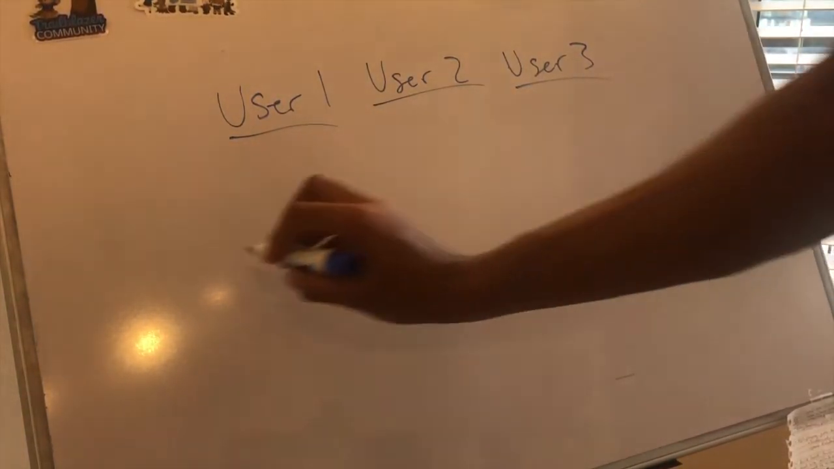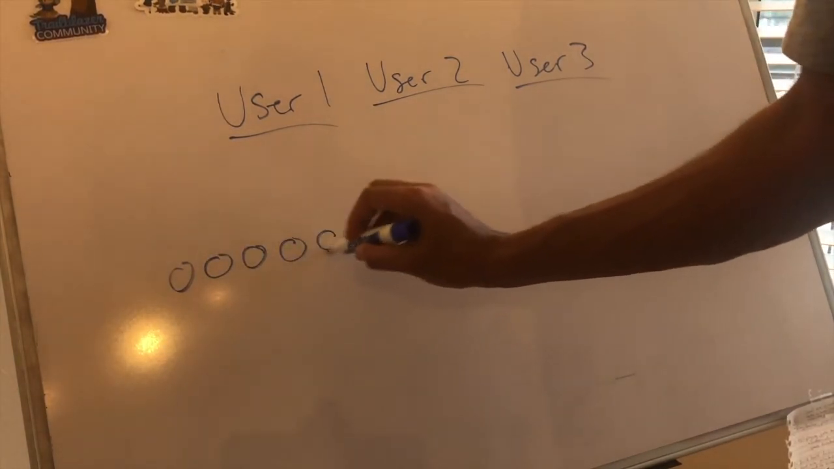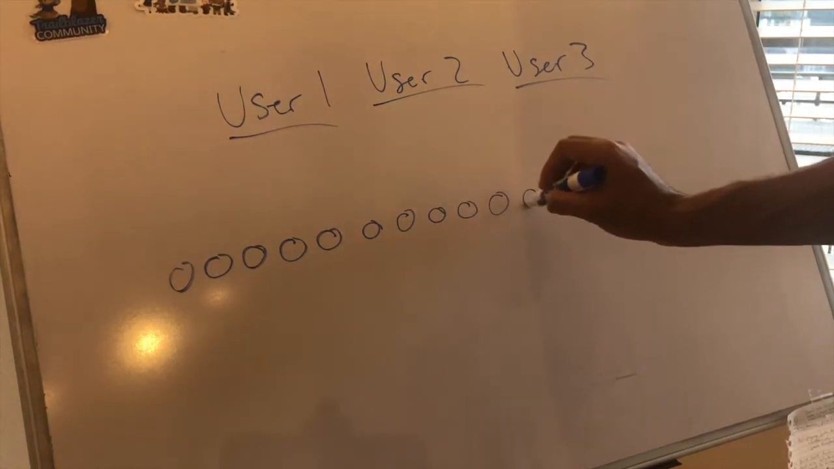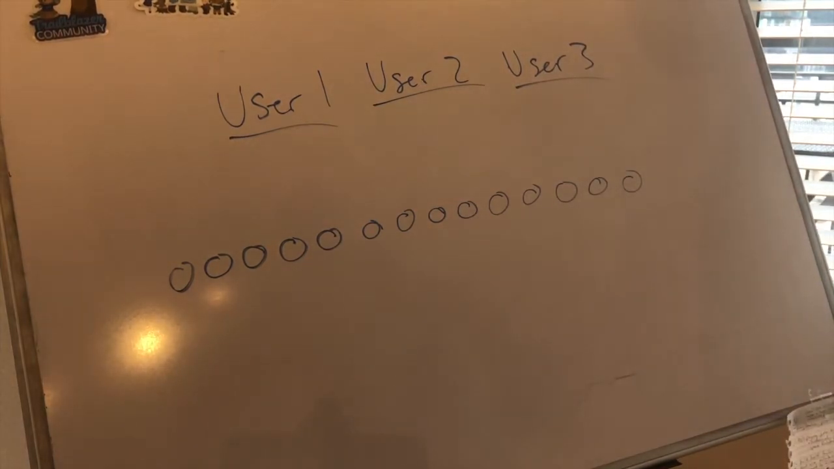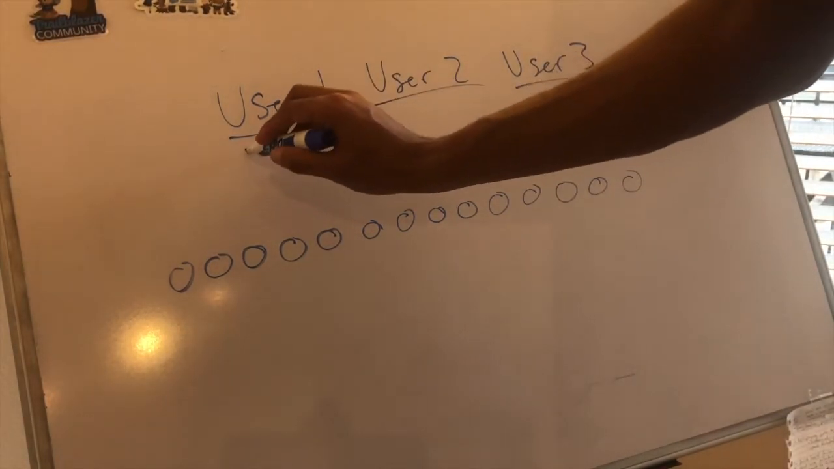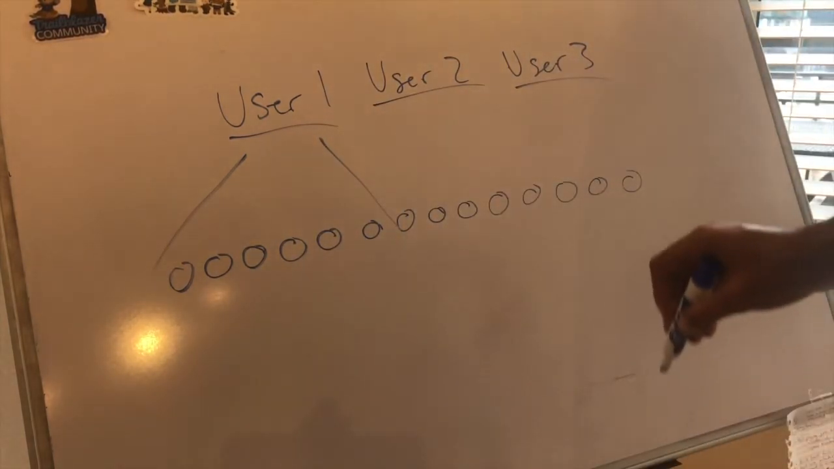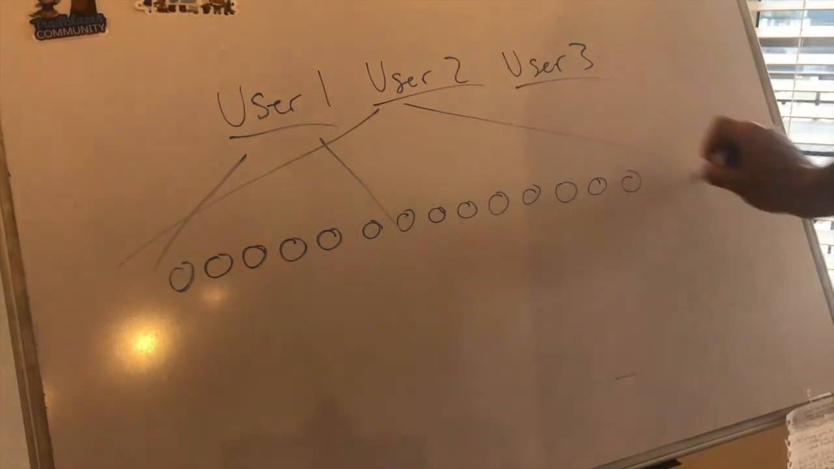And so let's say down here we have a bunch of records. And these can be any type of record. This is just information. These can be objects. Let's say user 1 is allowed to see just these. User 2 is allowed to see everything.